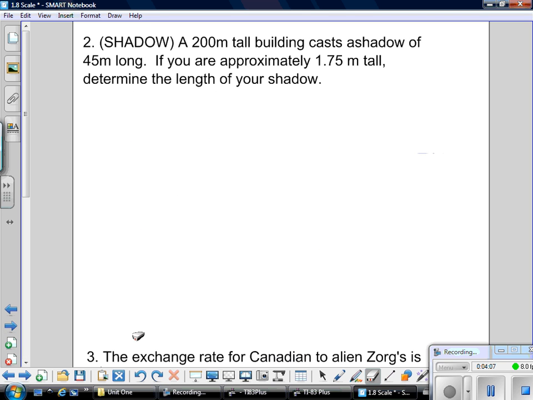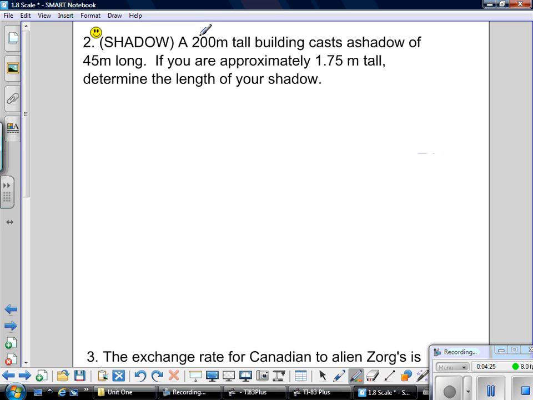Now let's look at another question. If you noticed here, I have in brackets shadow. The reason I put the word shadow here is that they often use this shadow type question on tests, on EQAO. You often see them. So what we have is a 200-meter tall building casts a shadow, sorry, that should be a space in there, of 45 meters long. If you are approximately 1.5 meters tall, determine the length of your shadow.